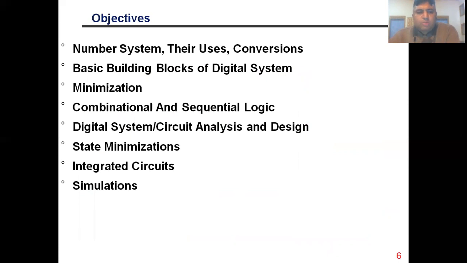What are the objectives of this course? These are not the objectives of this lecture. Basically, these are the objectives of this course. We will see number systems, uses and conversions. Number system means binary numbers or decimal or octal numbers or hexadecimal numbers. We will see their uses and conversions, basic building blocks of digital system, minimization, combinational and sequential logic.